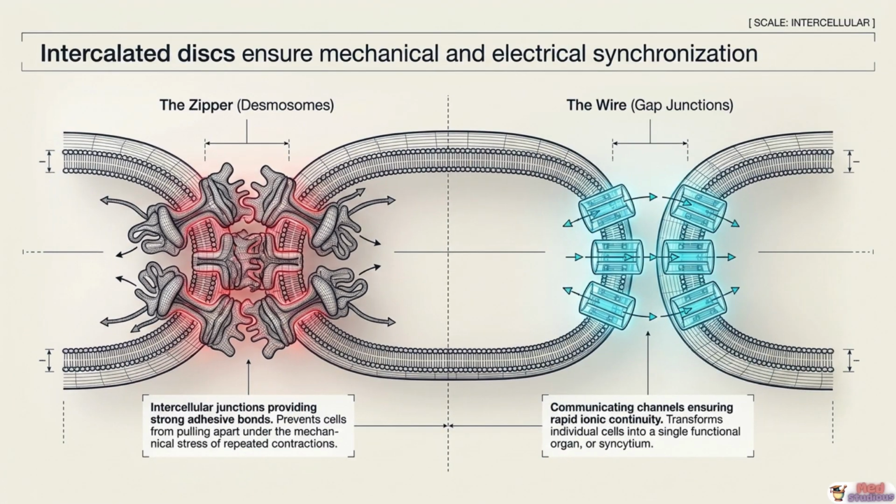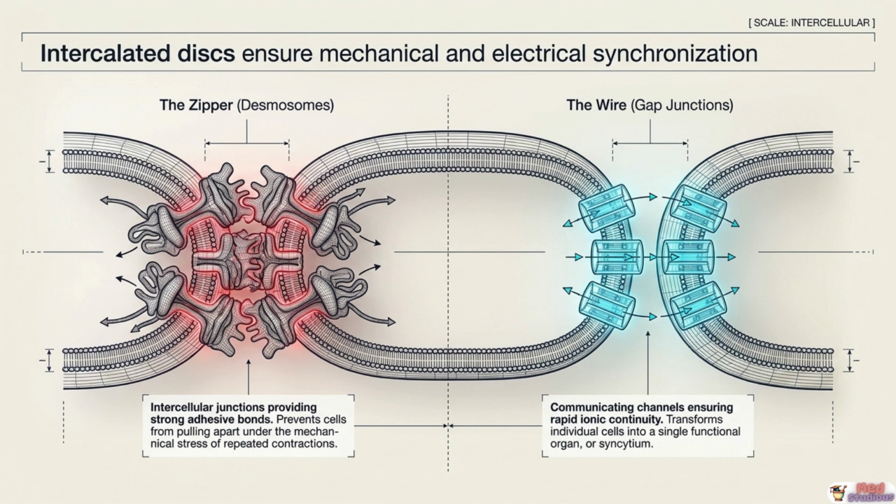Because cardiac muscle cells are individual units, the heart must solve a massive engineering challenge. How do billions of independent cells pull together at exactly the same moment without tearing themselves apart? The answer lies within the intercalated discs, which provide complete mechanical and electrical synchronization.